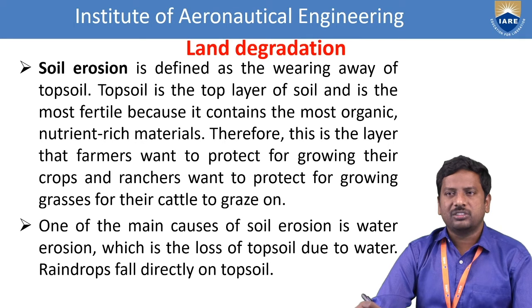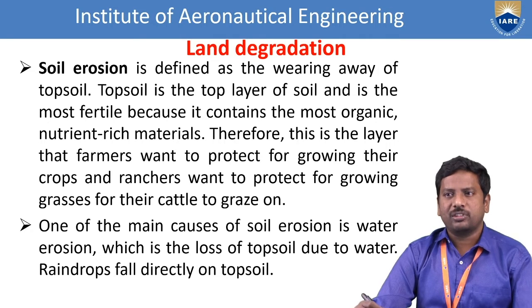Soil erosion is defined as the wearing away of the topsoil. The surface of the land expresses the soil erosion. The topsoil is the top layer of the soil and is the most fertile because it contains the most organic and nutrient rich materials. The top layer contains not only organic matter, but also inorganic nutrients.